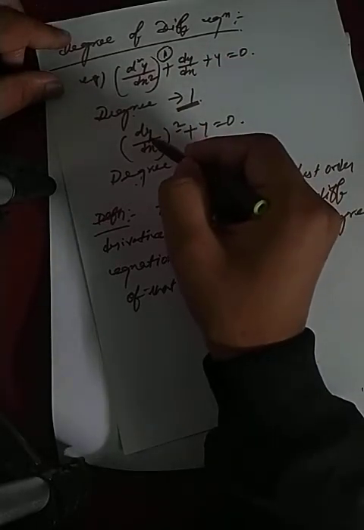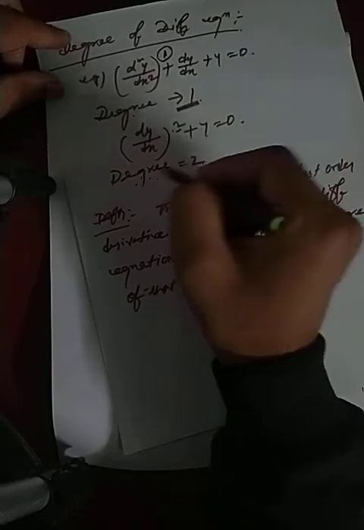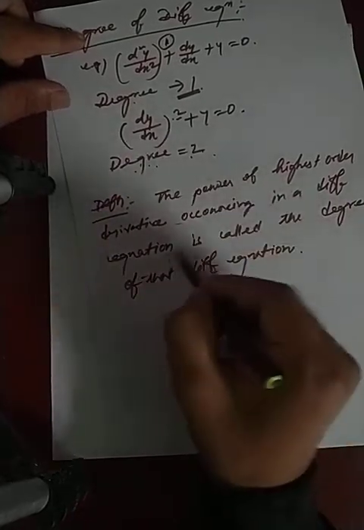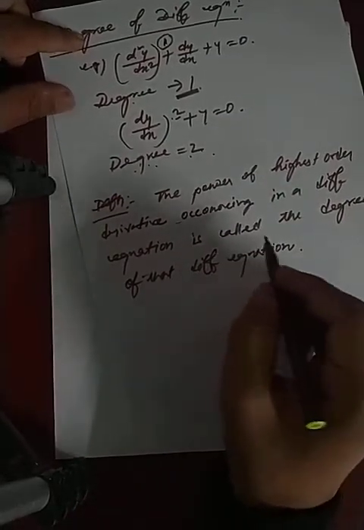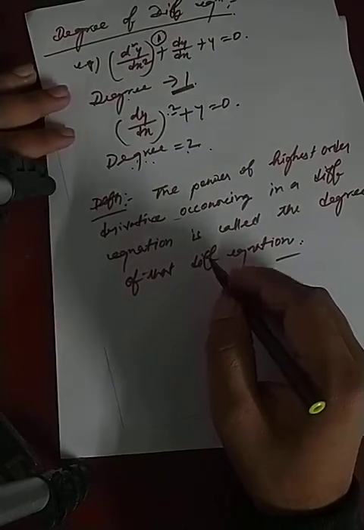Here the highest order derivative is of order 1, and the power of the highest order derivative is 2, so degree equals 2. So the power of the highest order derivative occurring in the differential equation is called the degree of that differential equation. So we are done with the degree of a differential equation.